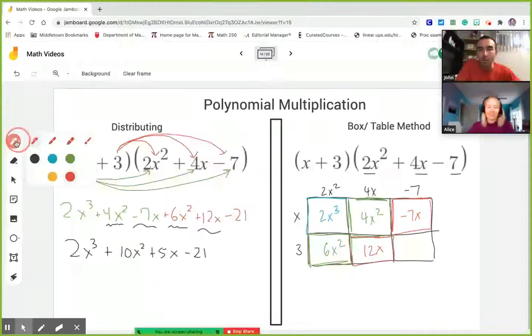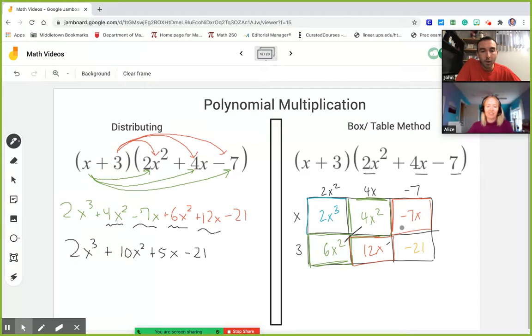And last but not least, the bottom right, I have 3 by negative 7. Those are two constant terms, and that is negative 21. The reason why I did such a weird order was when you do the box or table method, the entries that are diagonal from each other are like terms. 6x squared and 4x squared add up to 10x squared.